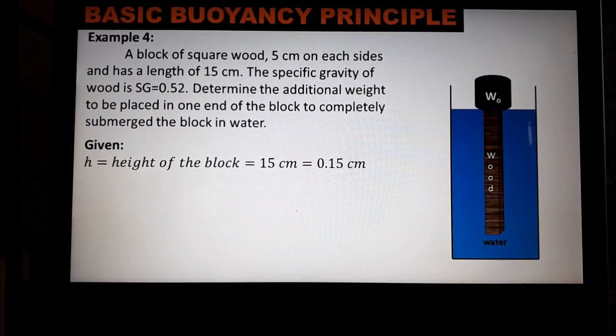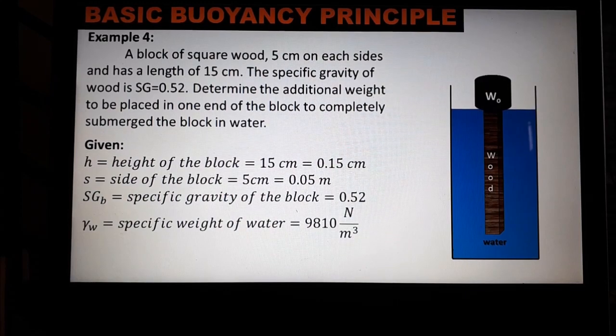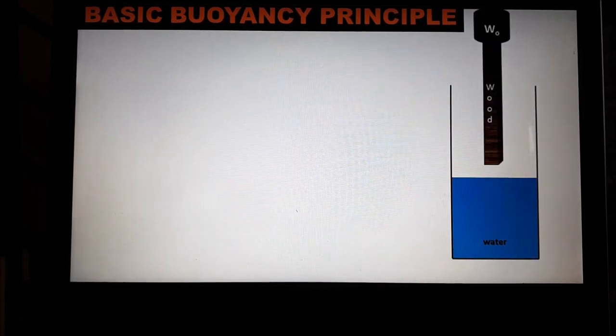So we have the following given. The height of the block is 15 centimeters. The side is 5 centimeters. Still, the specific gravity of the block is 0.52. And the specific weight of the water is 9,810 Newton per cubic meter.